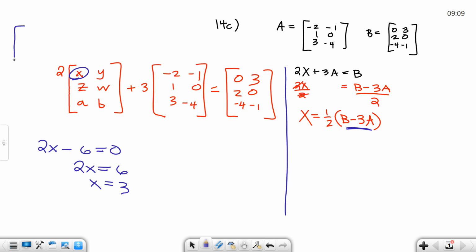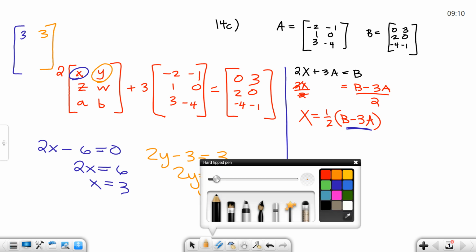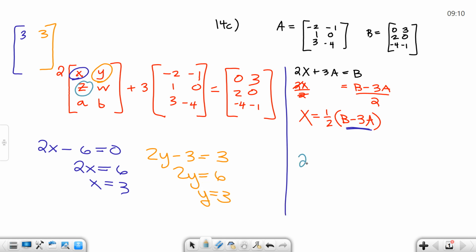Okay, so I'm going to start putting them right here. X is 3. So then I'll do my next one, y. So 2y minus 3 would equal 3. Okay, so 2y would equal 6, and y would equal 3. Okay, so then I can do my z one. 2z plus 3 equals 2. Okay? 2z equals -1, so z equals -1/2.